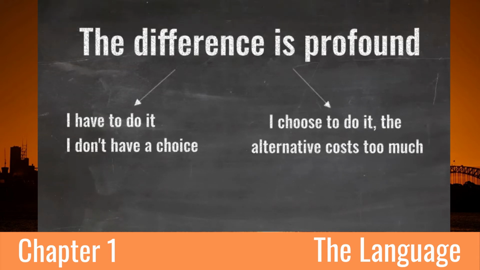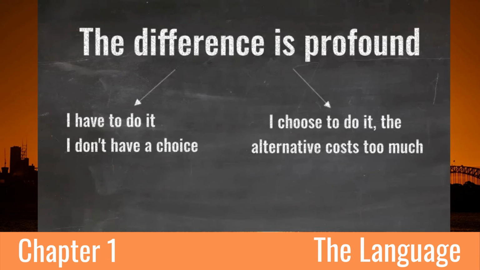The difference is in the substance, and the substance says that one of the two feels that he is a slave with no choice. The other has the option to do something different, but he decides to do what he is doing because the alternative would cost him too much.